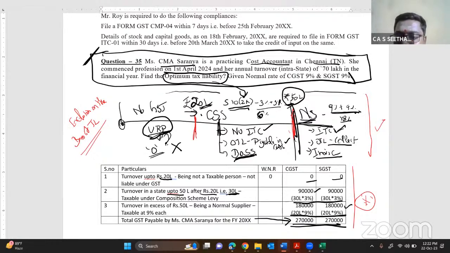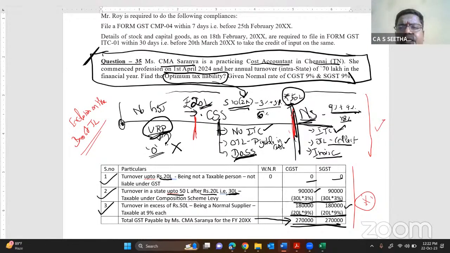Are you able to understand, my dear? This is how you have to proceed, stage by stage, for this question. My dear brothers and sisters, are you able to understand? This question is trending. Are you comfortable, my dear?